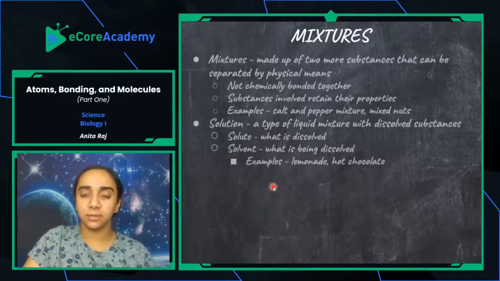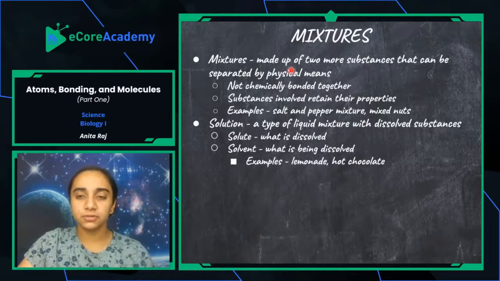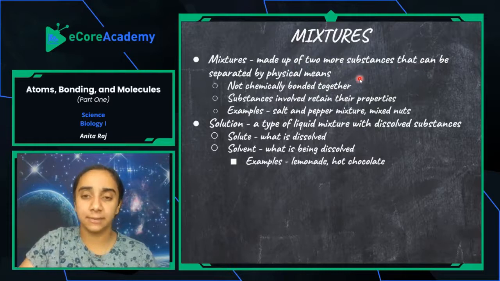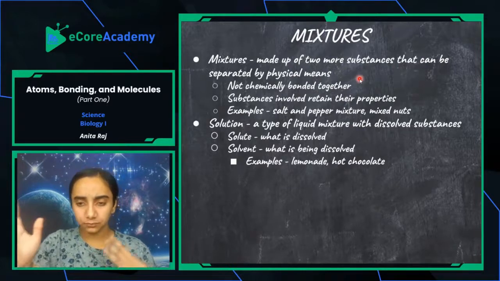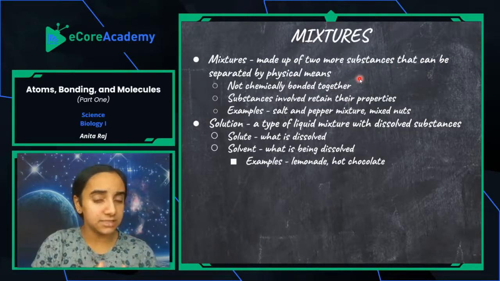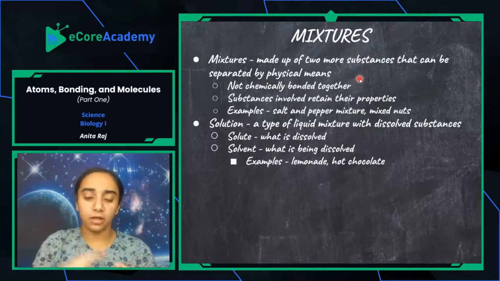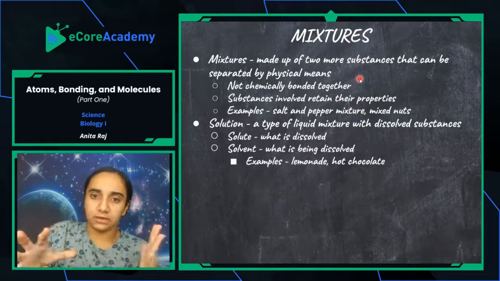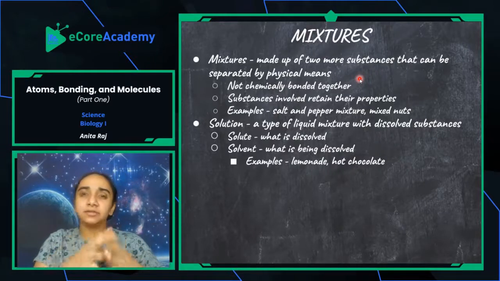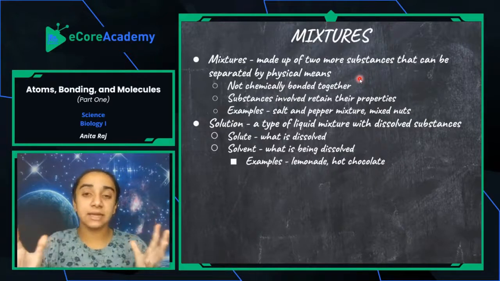Next, let's talk about mixtures really quickly. So mixtures are made up of 2 or more substances that can be separated by physical means. So they don't necessarily have to be elements. They can honestly be anything, any substance at all. They can be a molecule, a substance, a macromolecule, honestly anything, but they have to be combined in a way that I can separate them by physical means.